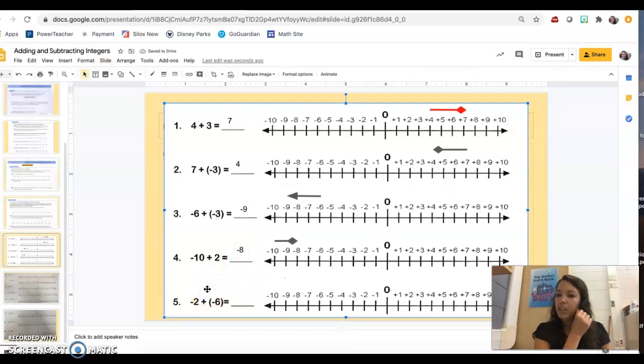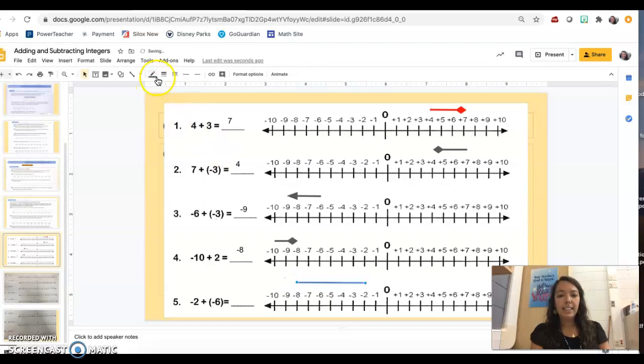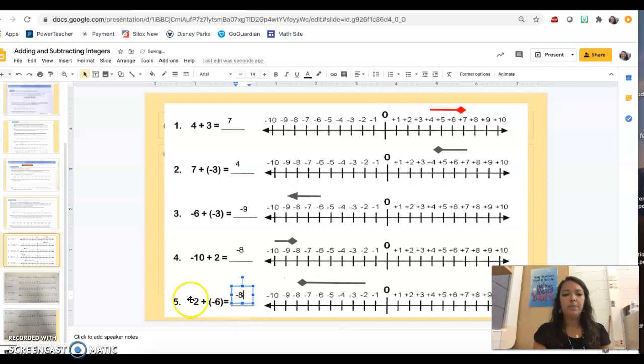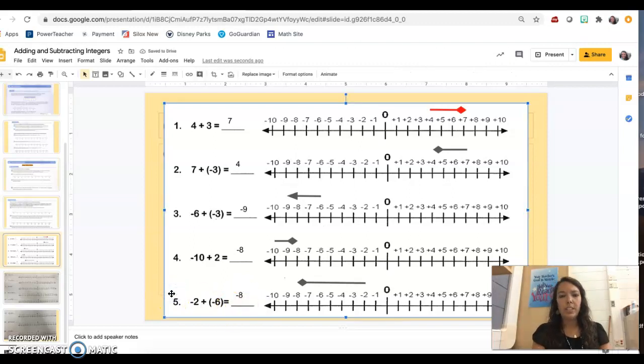All right, let's do the last one on this page, and then we'll kind of talk about what patterns we see with our numbers. So we're going to start at negative 2, which is on the left side of 0, all your negatives are, and we're adding a negative. That means we're going to go to the left. So I'm going to get my line, start at negative 2. I'm going to go left 6. 1, 2, 3, 4, 5, 6. Okay? That ends us at negative 8. So I'm going to just make it where you can tell that and make my text box to be at negative 8.